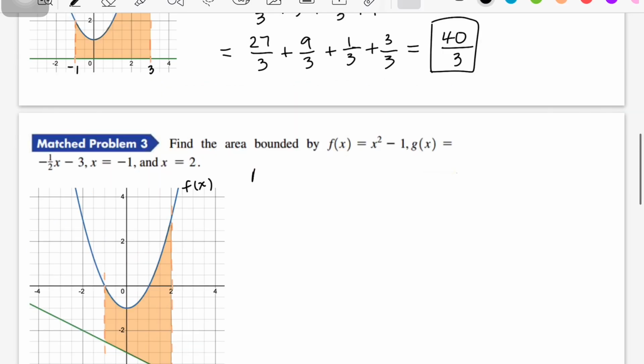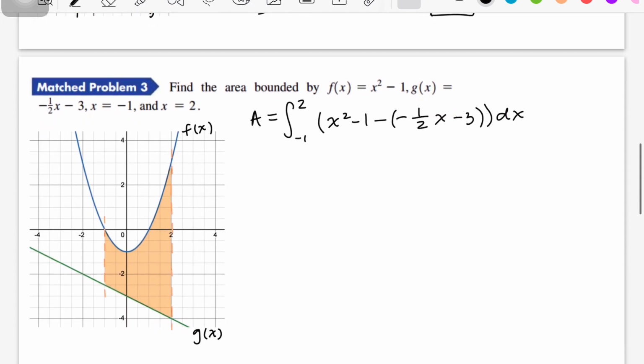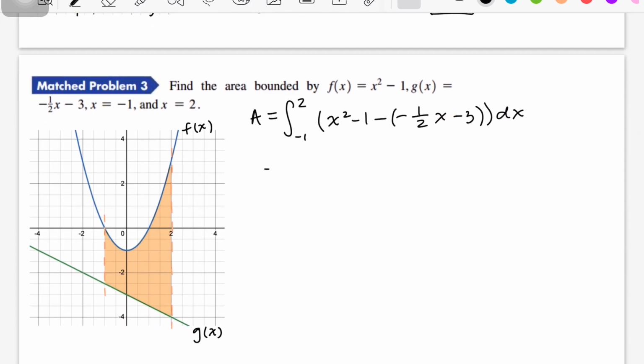Right? So we know the area is going to be given by the formula here, where our lower limit's negative 1, our upper is 2, and we are going to take the difference between our functions f of x and g of x. So this will be x squared minus 1 minus, we have negative 1/2 x minus 3. So before we take the antiderivative and evaluate, we can simplify this a little bit.